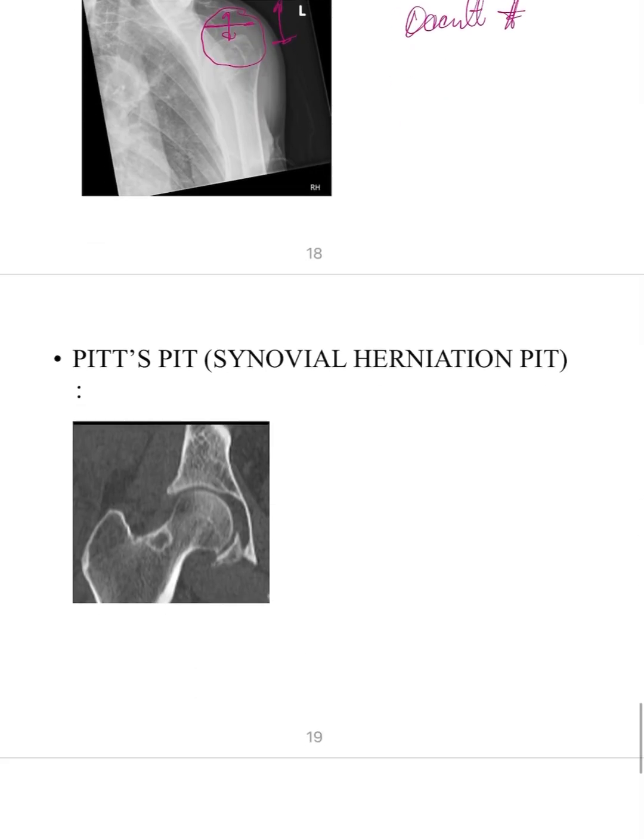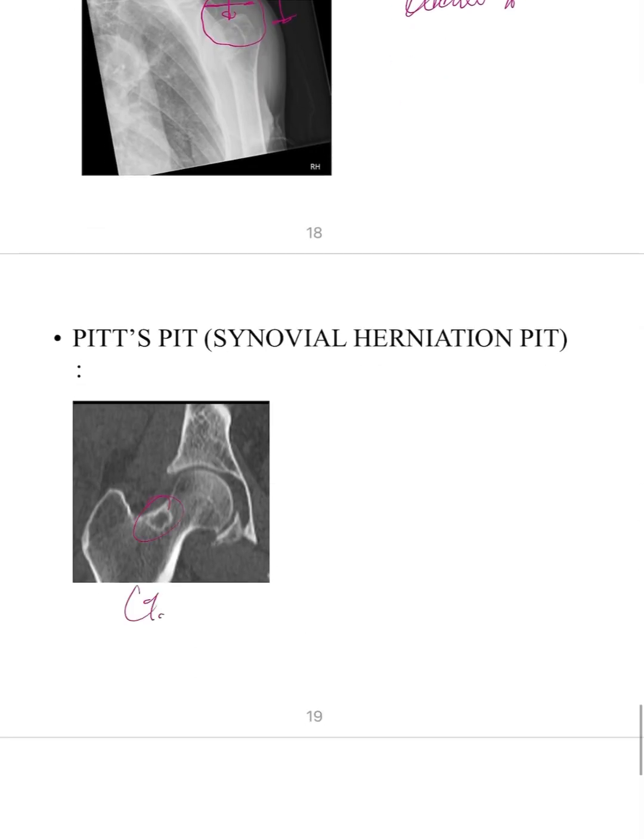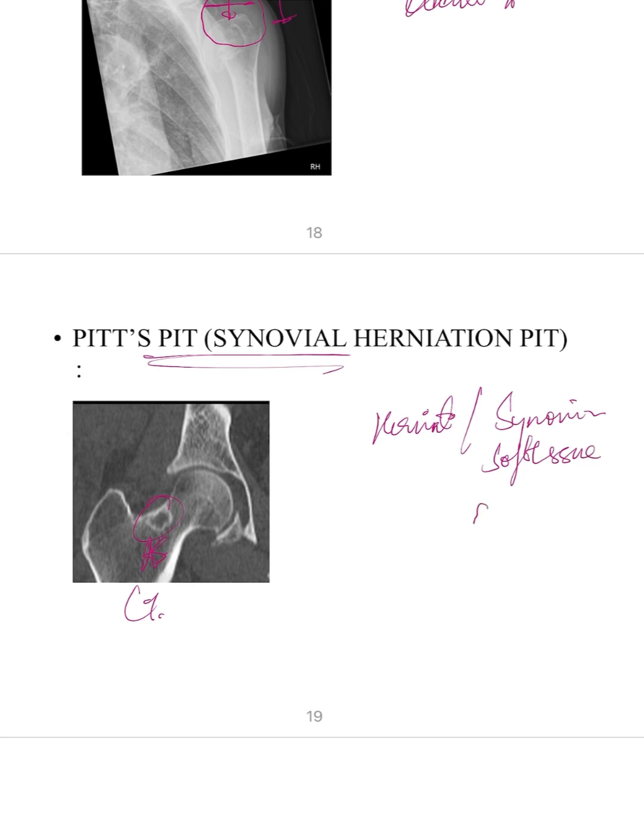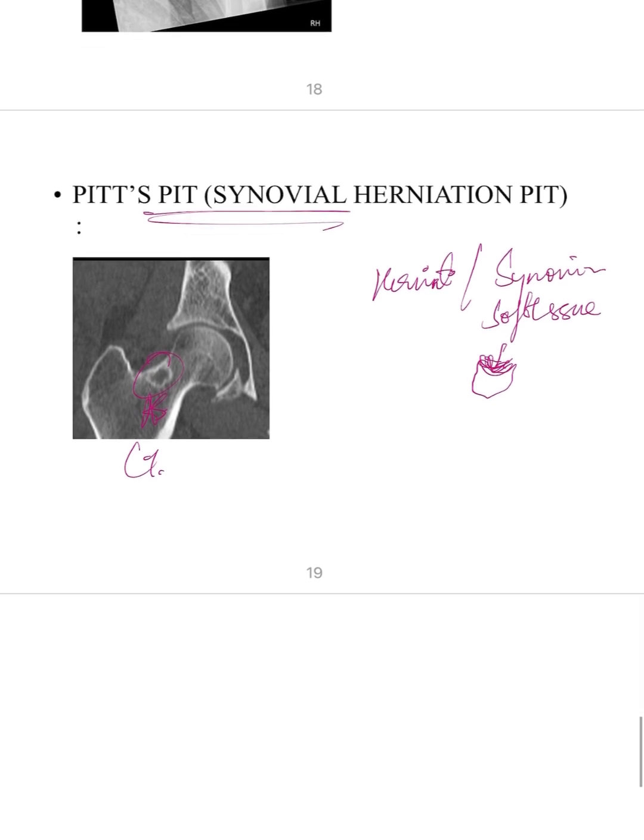Then there is one more small entity. I have given a CT image for the same, which is known as Pitt's pit or synovial herniation pit. It is seen in the anterior superior aspect of the neck of the femur as shown, just distal to the articular surface. Here there is herniation of synovium or soft tissues into the bone through a cortical defect. There will be a small defect through which there is herniation into the bone. You need not do anything for such lesions.